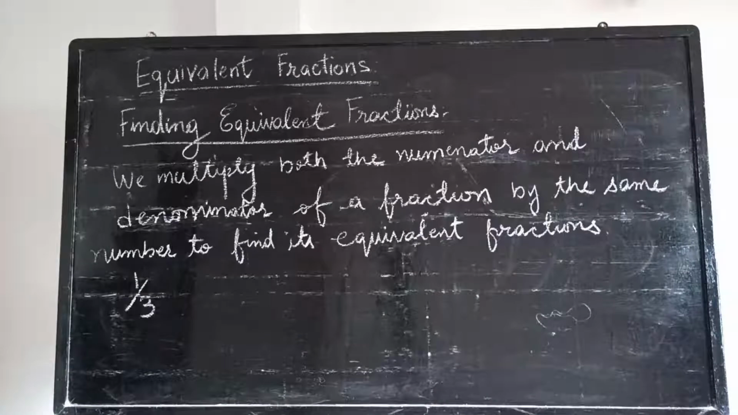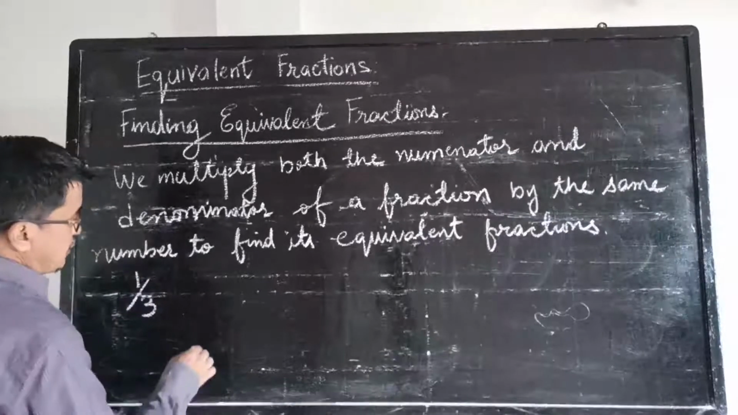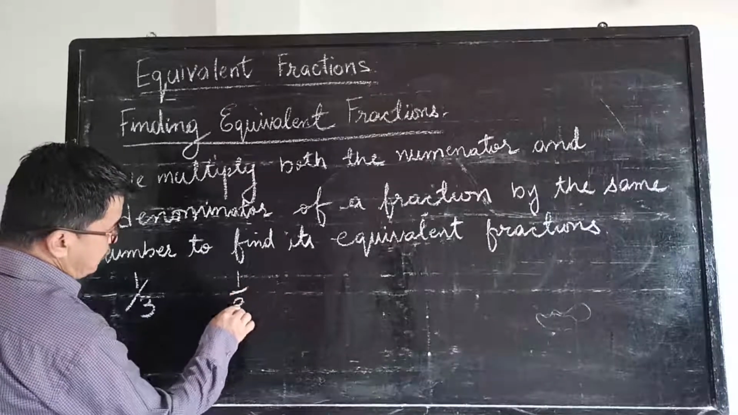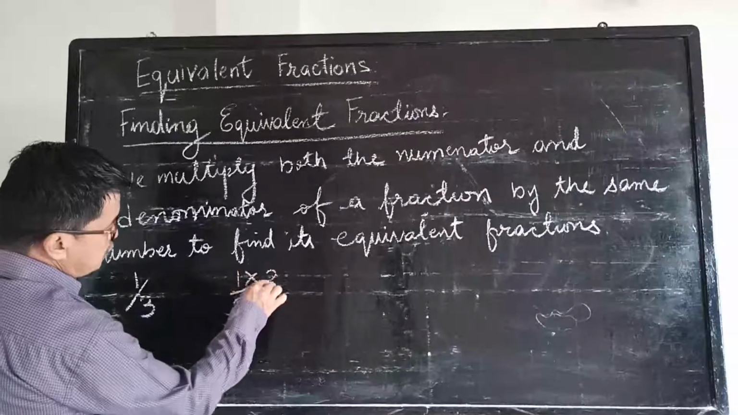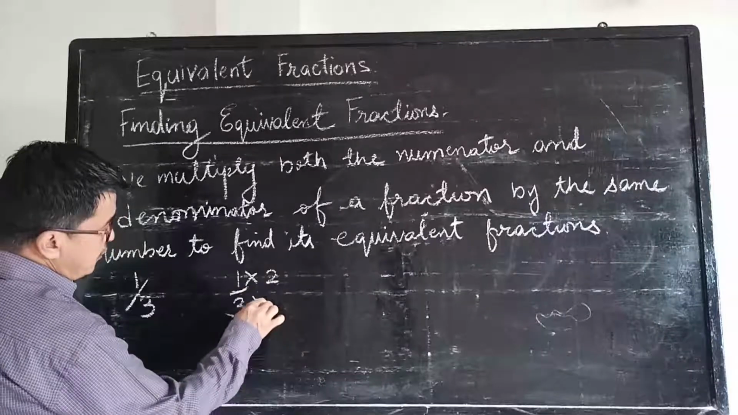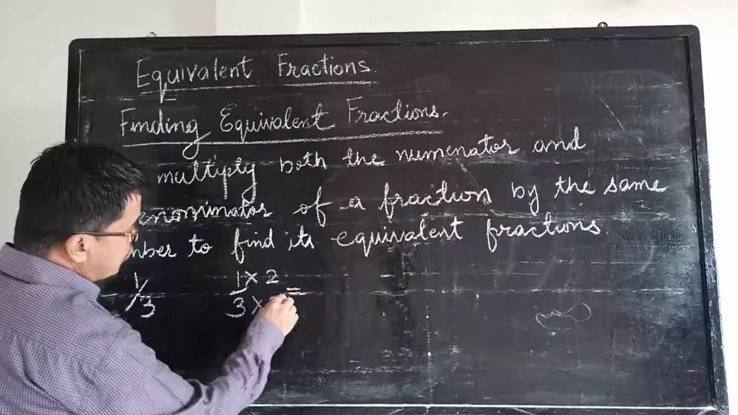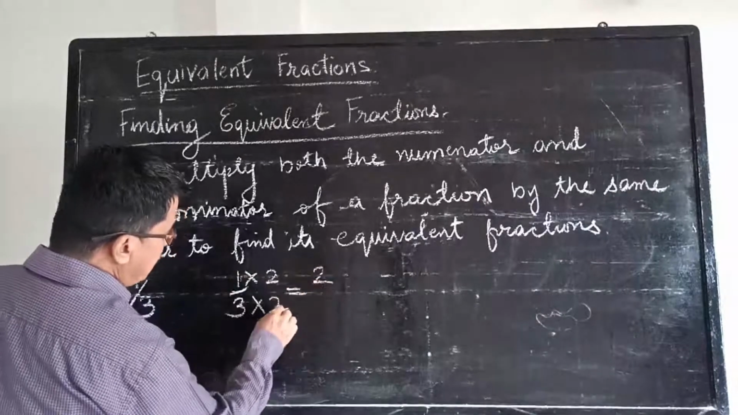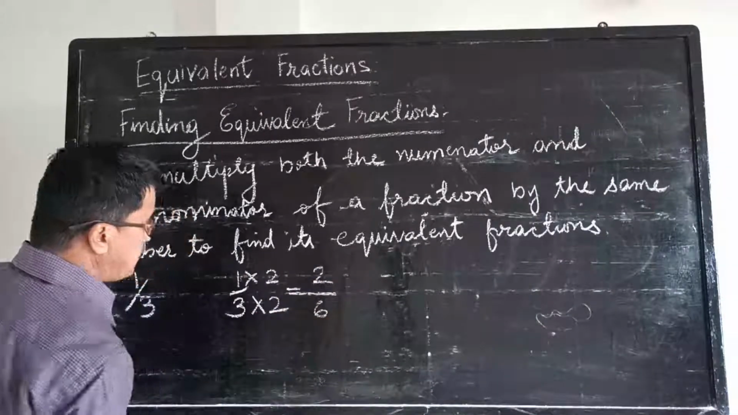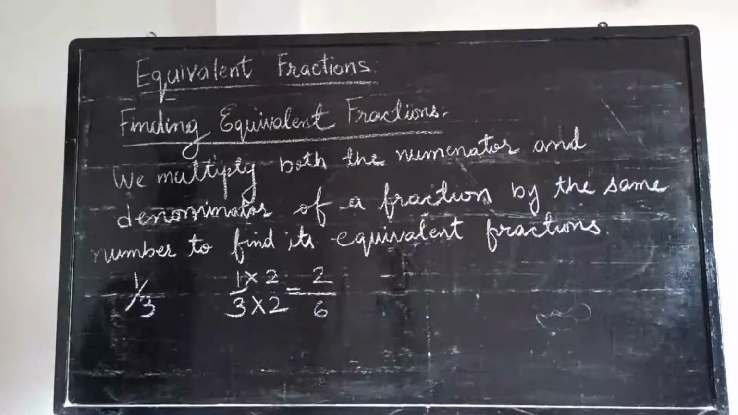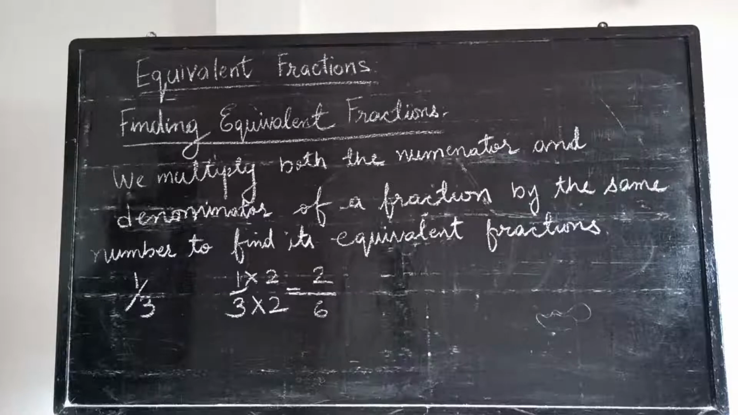Now we find the first equivalent fraction of 1 upon 3. We multiply both the numerator and denominator by 2. 1 upon 3, numerator multiplied by 2, denominator also multiplied by 2. 2 1s are 2, 2 3s are 6. So this is the first equivalent fraction of 1 upon 3. Now we find the second equivalent fraction.